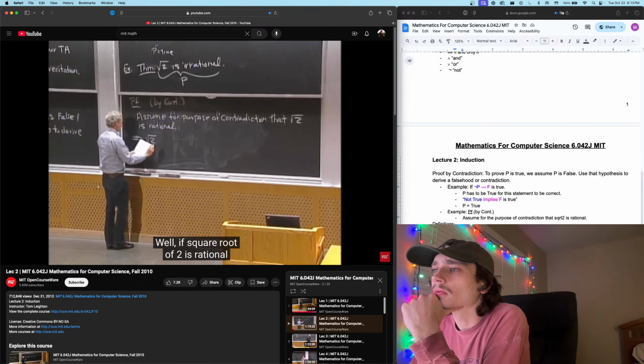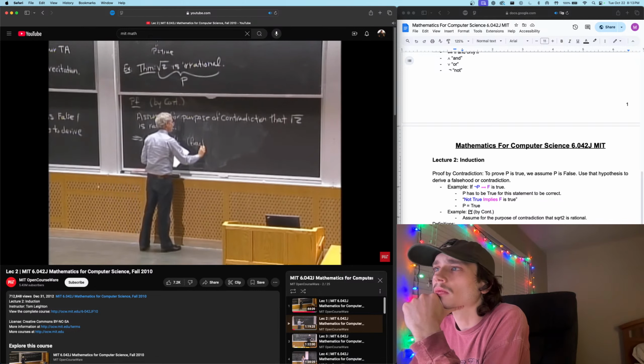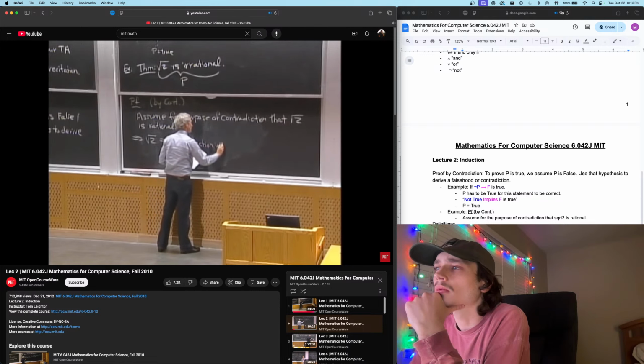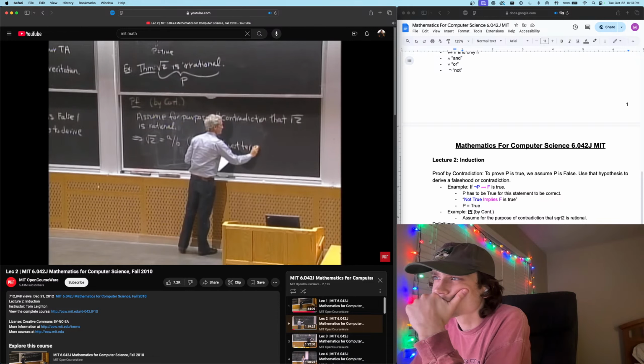Well, if square root of 2 is rational, then we can express it as A over B, where A over B is a fraction in lowest terms. That means A and B have no common divisors.